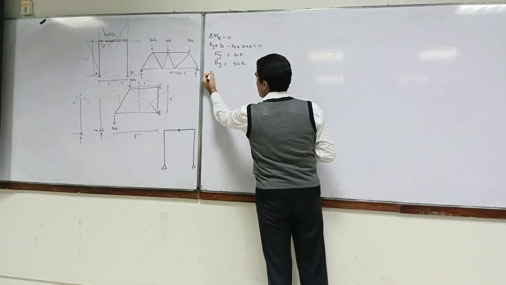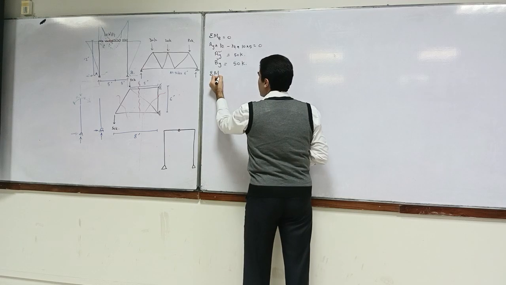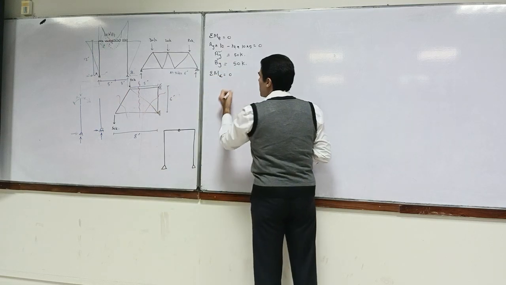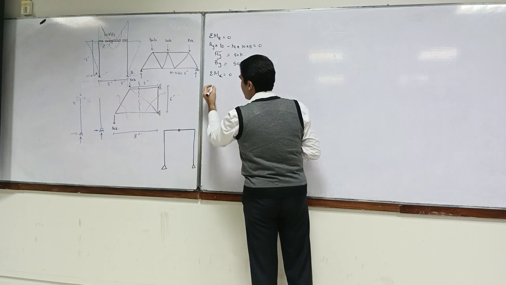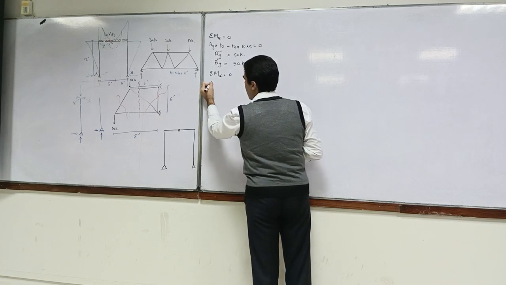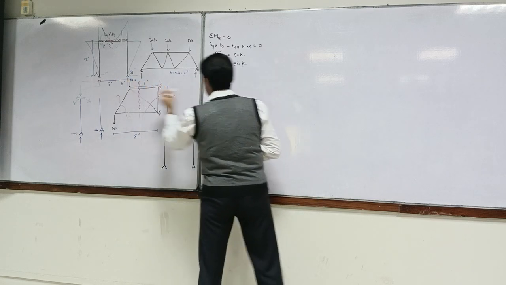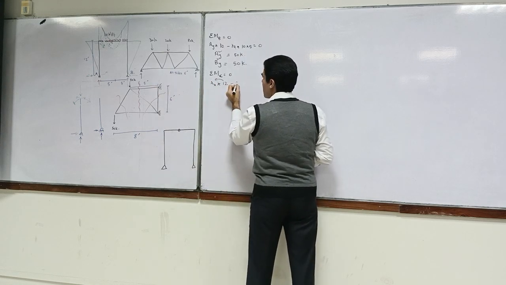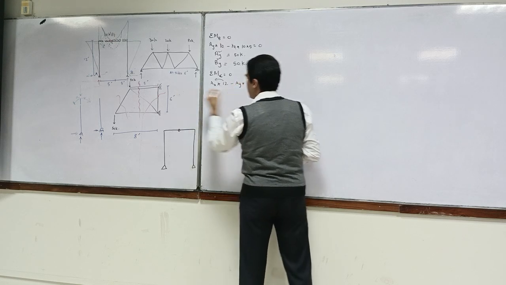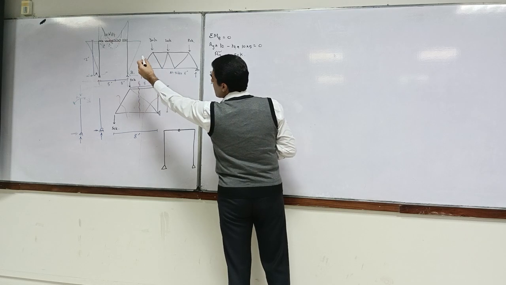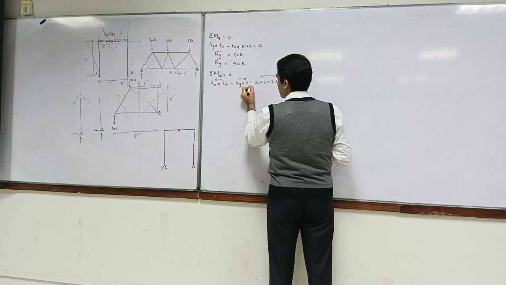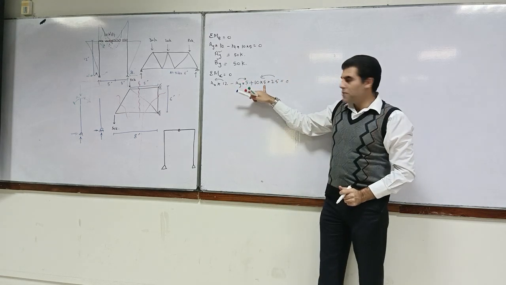Now you find out summation of moment at, this is not A, what is this? I call it C. Summation of moment at C equal to 0. So I will have AX times 12, and AY times 5, and 10 into 5 into 2.5 is equal to 0, so this is plus. Okay? Do you understand? 10 into 5 into 2.5.